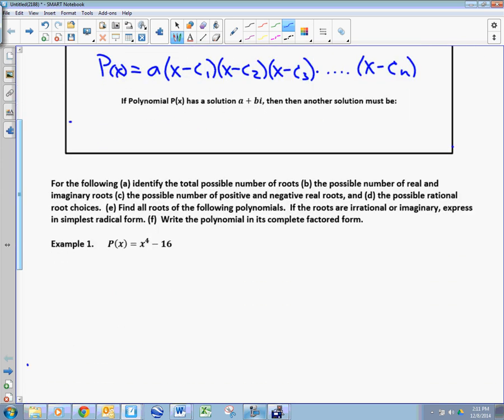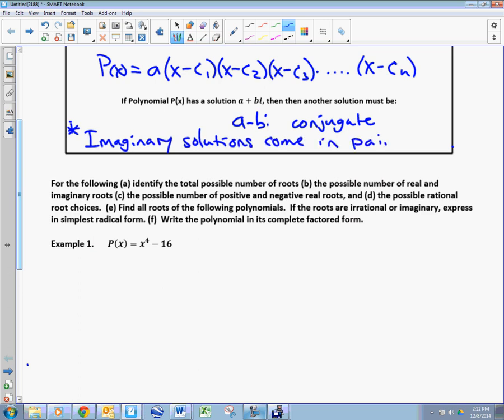If polynomial p of x has a solution a plus bi, then another solution must be, anybody guess? A minus bi. Because it's the conjugate. So one last piece we want to note here is that imaginary solutions come in pairs. Why? Why do imaginary solutions come in pairs?